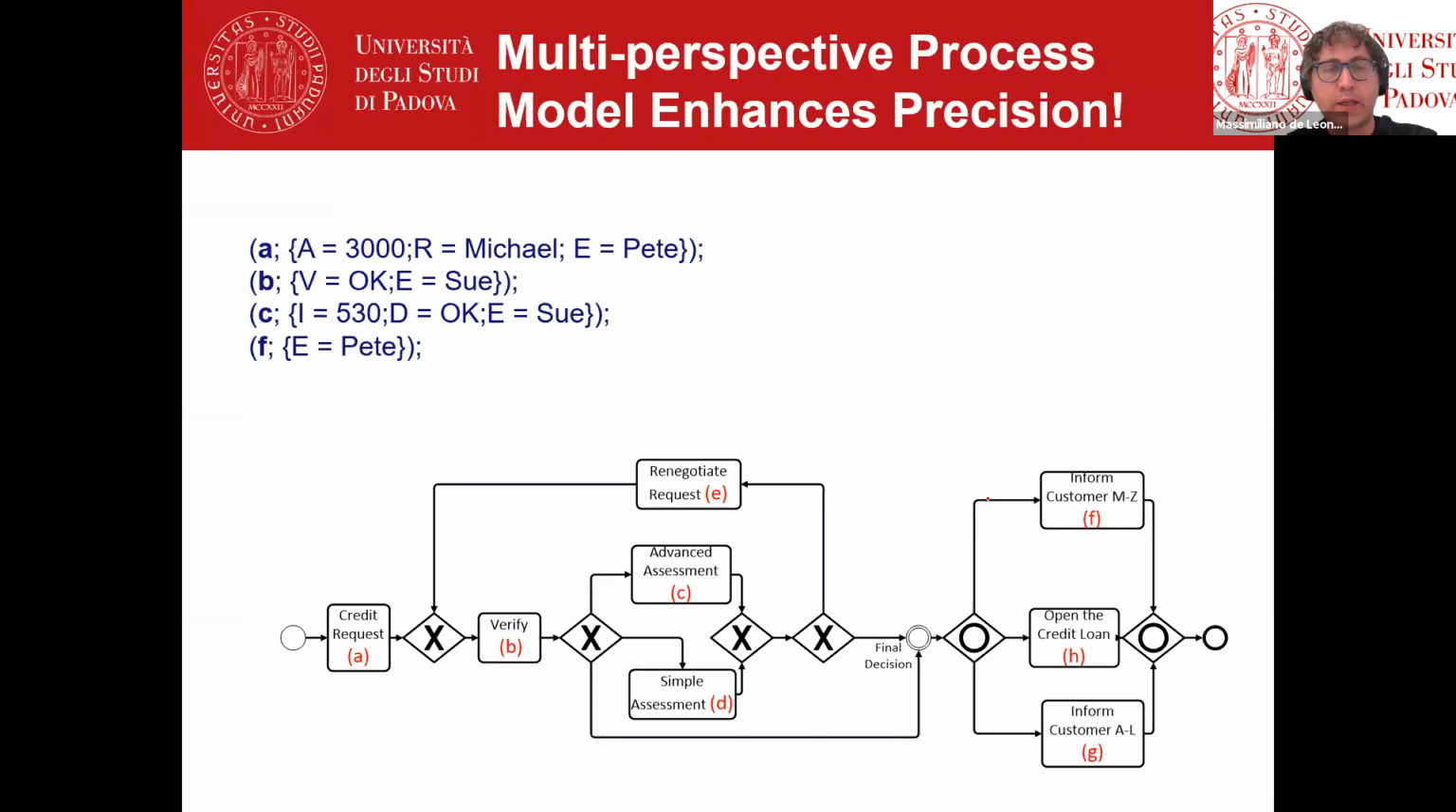And this explains why I'm going to talk about multi-perspective process models. I'll start with an example to show how this multi-perspective approach can indeed enhance the precision. Let's suppose that we have these executions. So we have a sequence of execution of four activities, A, B, C, and F. Each activity updates certain process variables, such as the amount, the resource that is going to execute an activity, and other information.